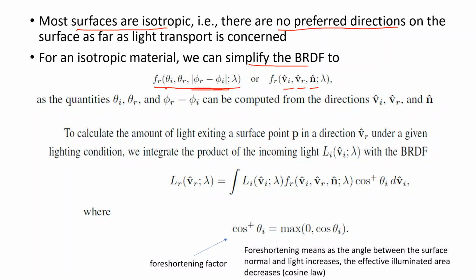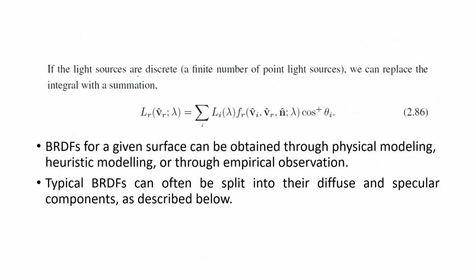I represents the incident vector, R represents the reflection vector. Okay, so now let us see the light, we are done with the surface. If the surface is isotropic, we can simplify this. Now let's check whether the light is coming from a continuous direction or not. If the light is from a continuous direction, then we have to take the integration. If the light is from discrete directions, we have to replace the integration with summation.